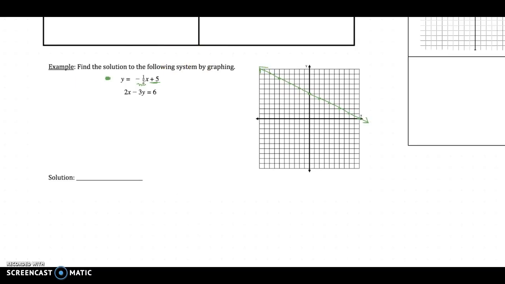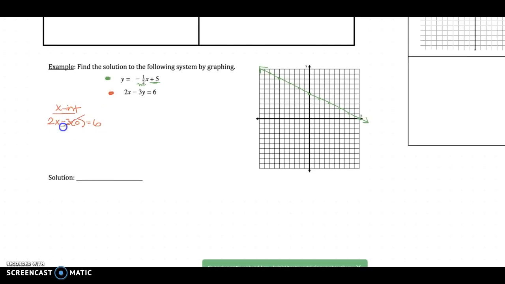Now my second line, I'm going to do this one in red. This one is in standard form, so we need to make sure that we find our x and our y-intercept. To find our x-intercept, we want to plug in 0 for y. So we have 2x minus 3 times 0 equals 6.